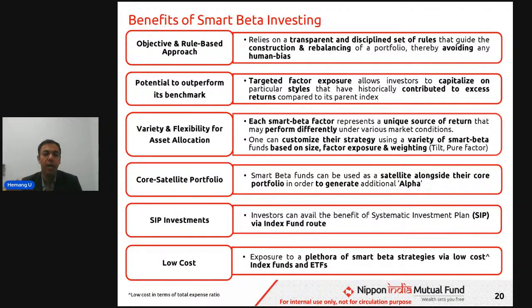Now, what one can do is always keep a core portfolio, which might be a general portfolio of market cap weighted funds, like I spoke about in my first session on passive funds. One can keep Nifty 50 or Nifty 500 as the core, and use these smart beta funds as a satellite. Imagine it like a sun and the planets around it. So your sun becomes your core portfolio. You can think of what you want to do with that core portfolio.